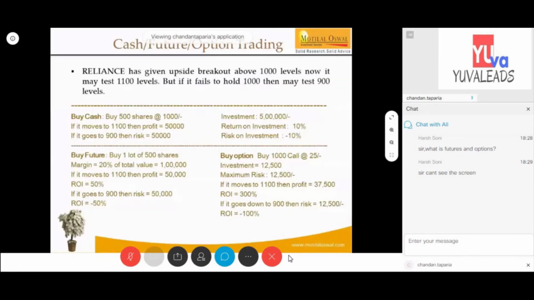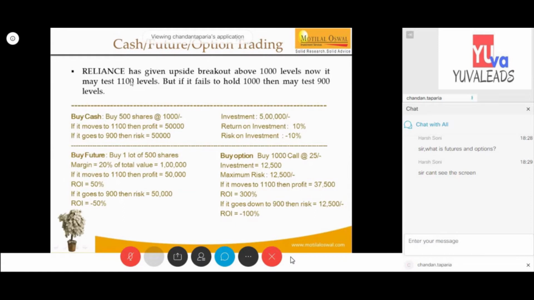I have taken an example that Reliance is trading at 1,000 rupees. And I have the view that Reliance can go to 1,100 rupees. But if it fails to move above 1,100, it can go to 900 also. So here I have a positive view on Reliance, so I want to buy the shares of the company. I have three scenarios: buy in cash, buy in futures, buy in options. Futures and options are part of derivatives. Cash is all about holding the portfolio. So I bought 500 shares of Reliance at 1,000 rupees, so my investment is 5 lakh rupees.